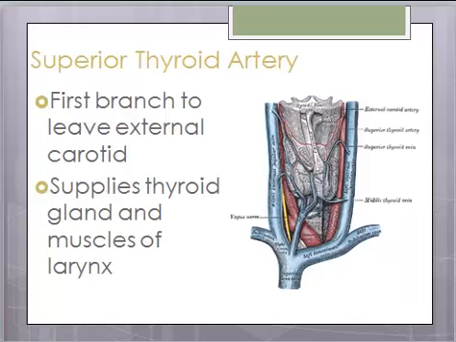So let's take a closer look at each branch. So superior thyroid artery. It's the first branch to leave the external carotid, and it supplies the thyroid gland and muscles of the larynx. So that kind of makes sense. Superior thyroid, okay. It supplies our thyroid and the muscles of the larynx.